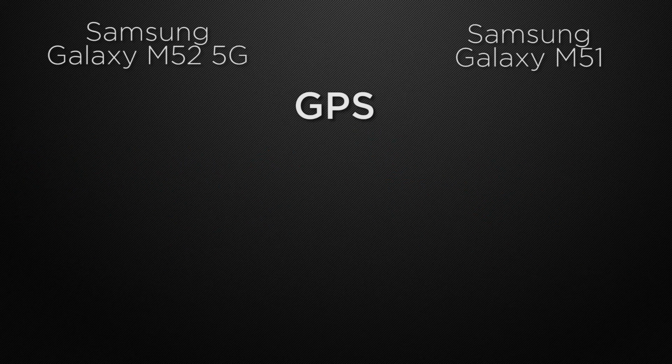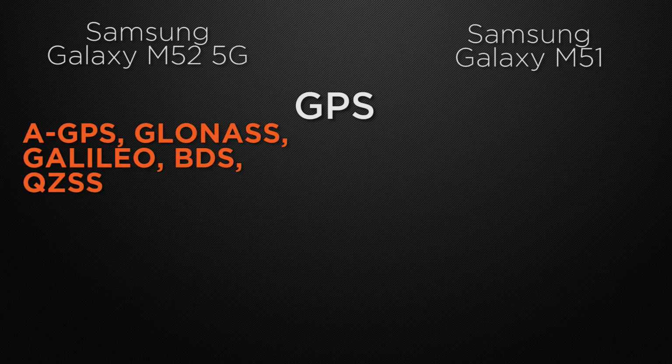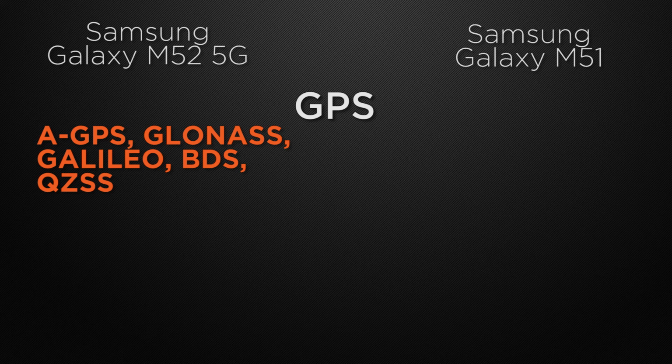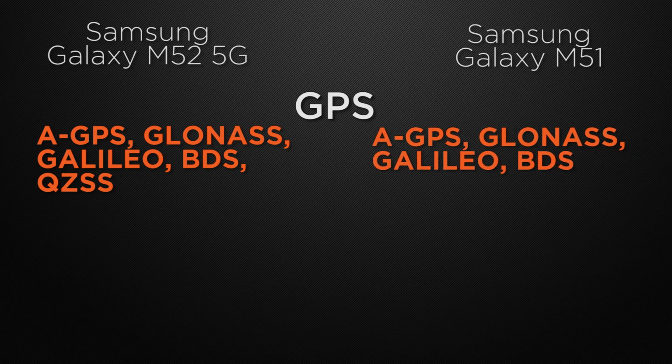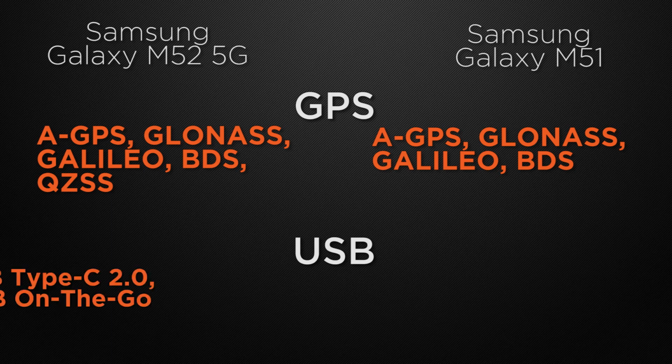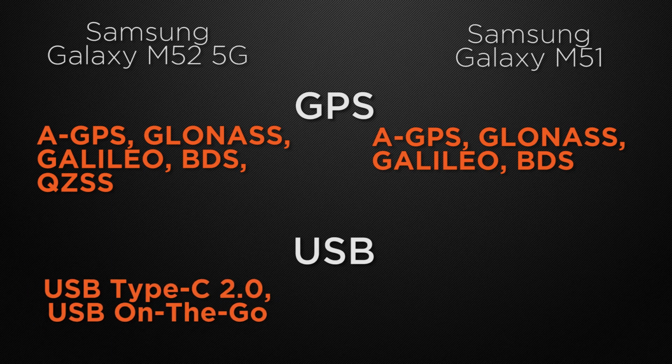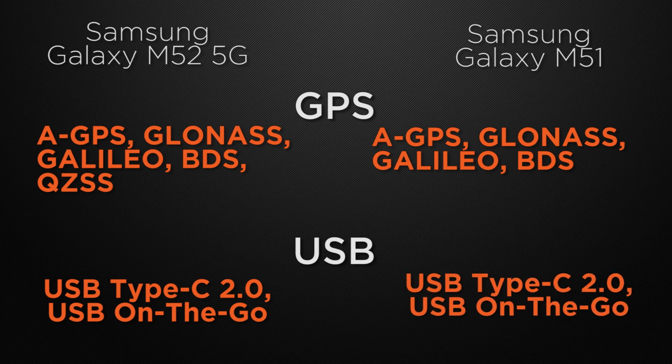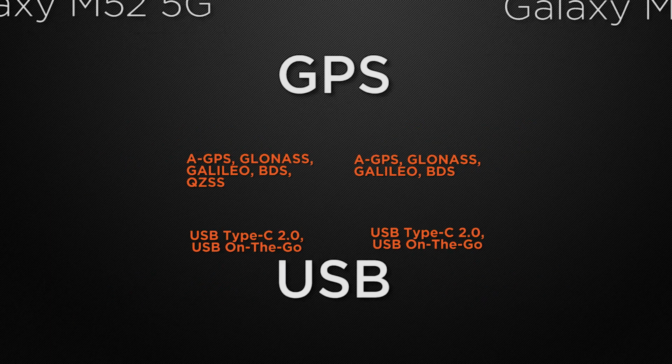Let's talk about the positioning chips in the devices. M52 has AGPS, GLONASS, Galileo, BDS and QSS, whereas M51 has AGPS, GLONASS, Galileo and BDS. So the winner here is M52 because it has QSS. And about the USB connectivity of the devices, M52 has a 2nd gen Type-C connector with OTG support, and M51 has a 2nd gen Type-C connector with OTG support, so it's a tie.